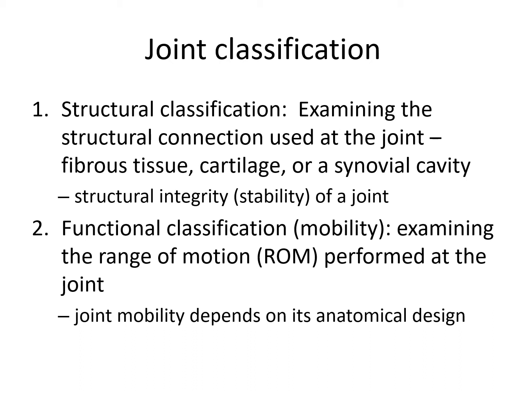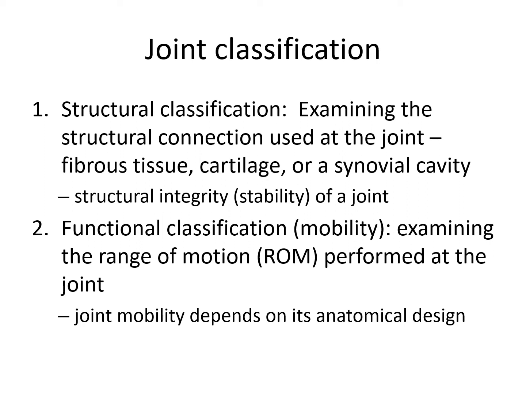Let's examine the structure first. When you examine the structure of a joint, you are examining the structural connection used at the joint. And the structural connection could be fibrous tissue, which are very, very tough, cartilage, or synovial cavity. So the structural connection used at the joint defines how stable a joint could be.